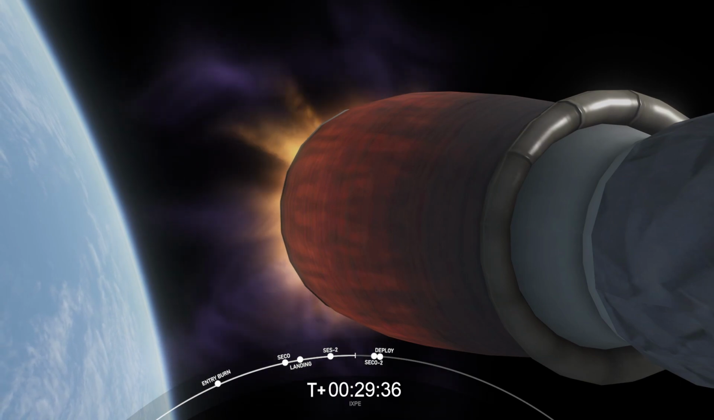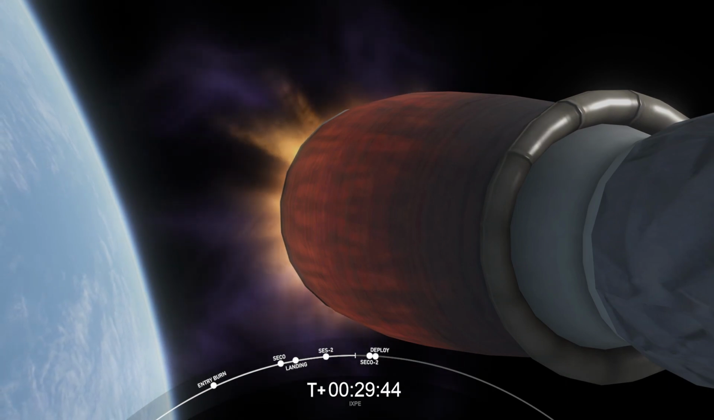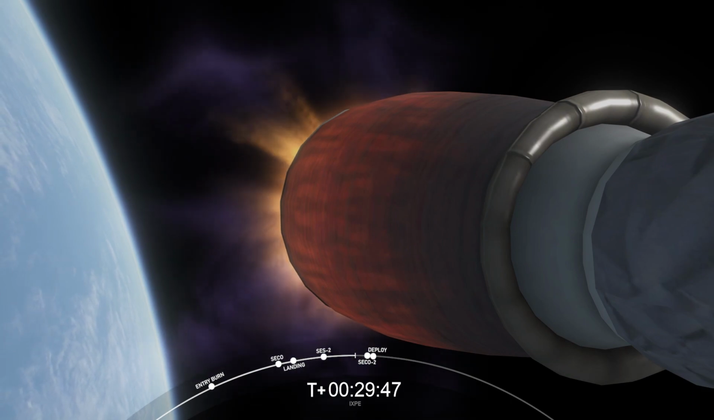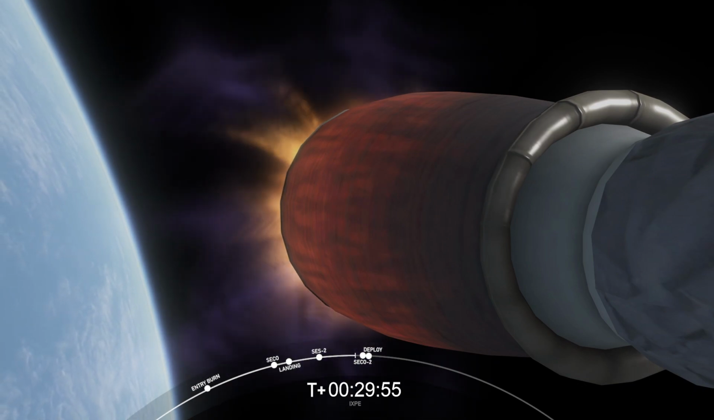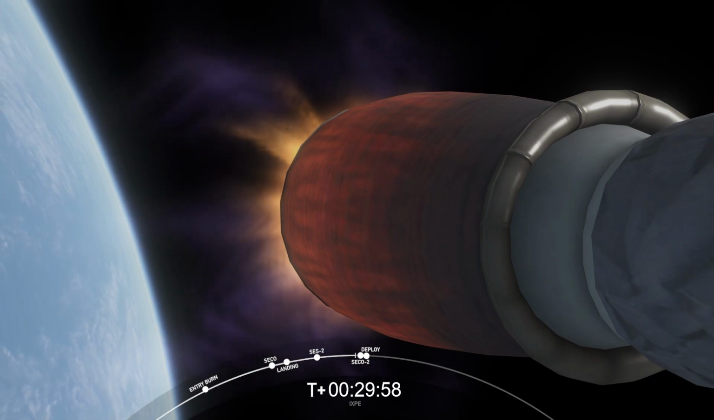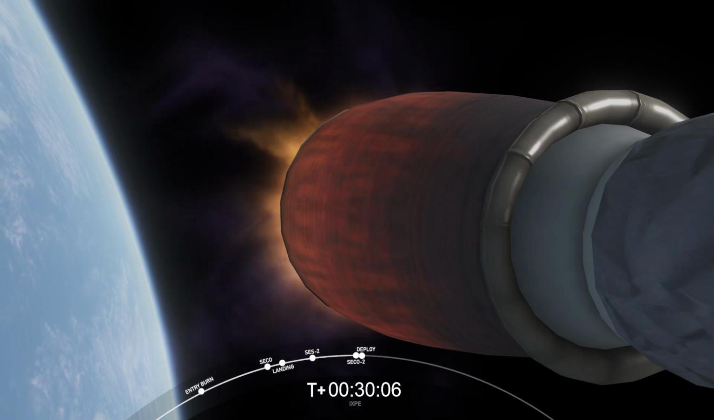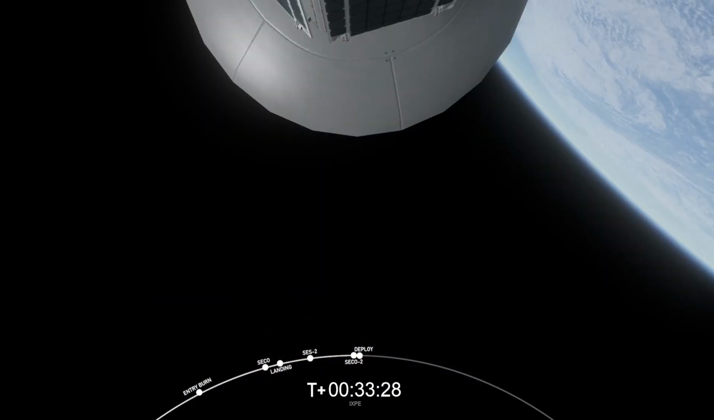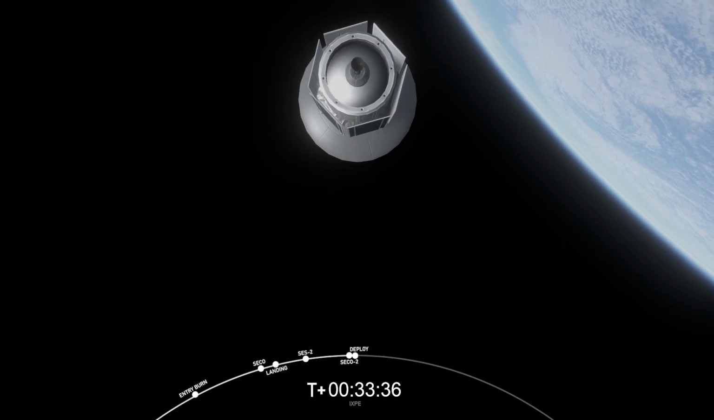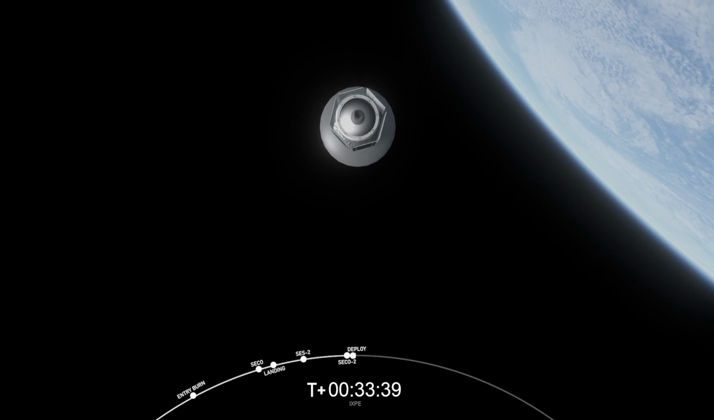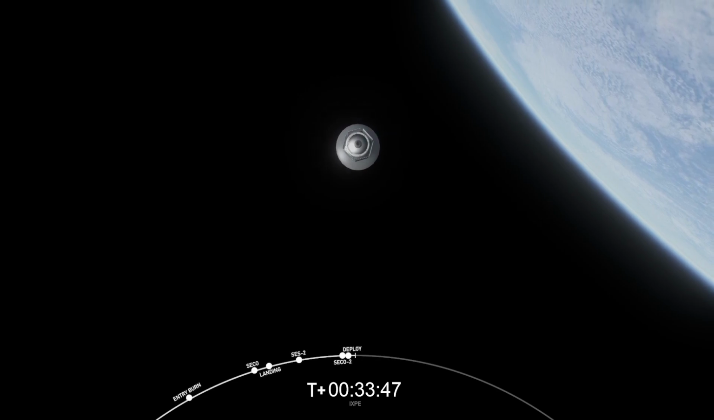You're looking at live views of the Merlin vacuum engine and some photobombs from planet Earth behind it. Terminal guidance. Nominal MVAC cutoff. And payload separation confirmed. The IXPE satellite floating away from Falcon 9's second stage to begin its two-year mission to study some of the most energetic objects in the cosmos.